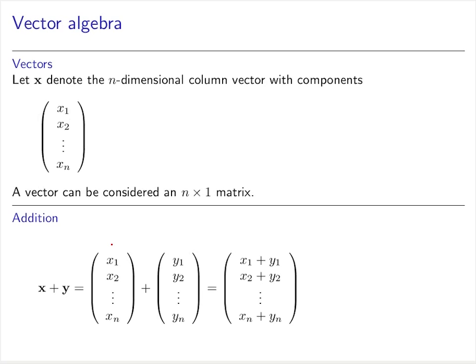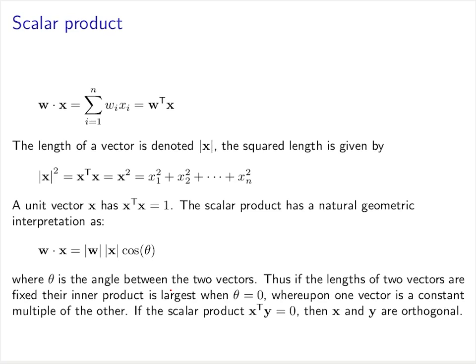So vectors. A vector is simply an n-dimensional column of a matrix, for example. So we stack numbers as a column. Addition is again defined component-wise. So this entry plus this entry is the entry of the result vector, and so on and so forth. There is a multiplication defined between two vectors. It's called the scalar product, and it's defined like that.